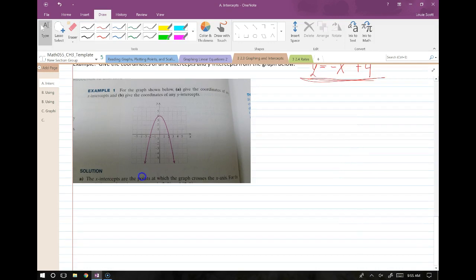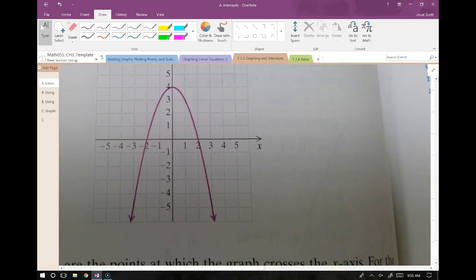So let's go ahead and zoom in and figure out where all these y and x intercepts are. My y-intercepts happen when my graph crosses the y-axis. That only happens here. So I'm going to go ahead and circle my x-intercepts as well. Where do I cross the x-axis? Right here and right here.